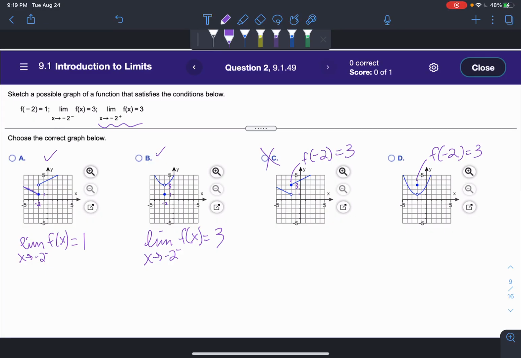Okay, so now we're going to -2 from the right. So I'm going to start at the right part of the function, travel leftward until I hit x equals -2, and I notice that the function is also tending towards 3. So the limit from the right of f of x is also 3. So B is our answer here.